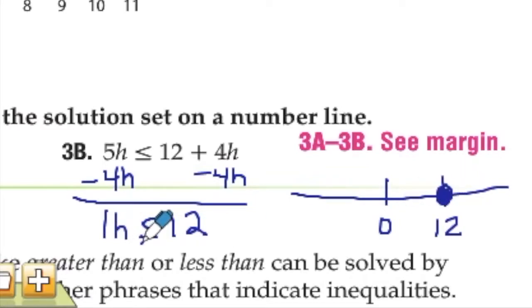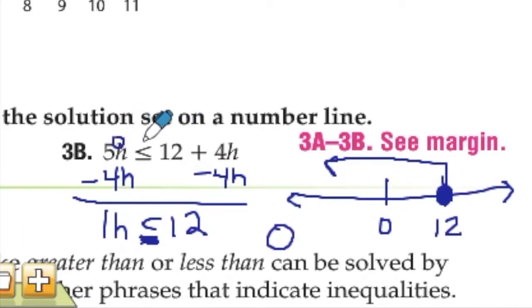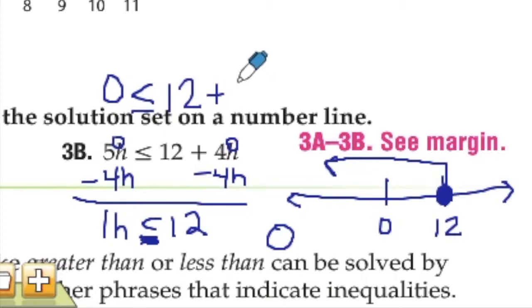Remember, it takes extra ink or extra lead to put that little line underneath the inequality sign. So we're going to take a little extra ink or lead here and fill our dot in. And we're going to go up and to the left to show less than. And let's just pick a number less than 12 to check. 0 is less than 12. Let's put 0 in up here for our h's. 5 times 0 is 0. 0 is less than or equal to 12 plus 4 times 0, which is 0. And that does check out.